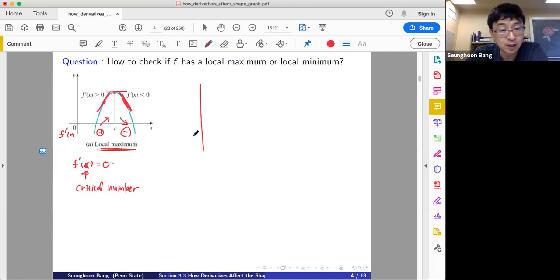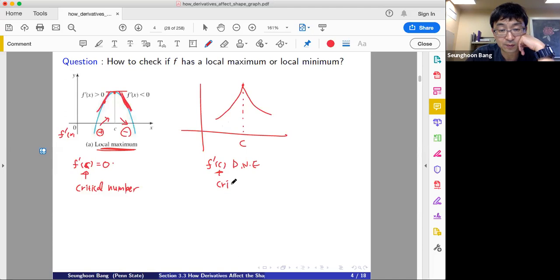One more example is a graph like this. This is c. What is f prime of c in this case? Could you write your answer? Do you know what f prime of c is? We have a corner. Yes, this is a corner. The derivative does not exist. What's that? The c is a critical number.